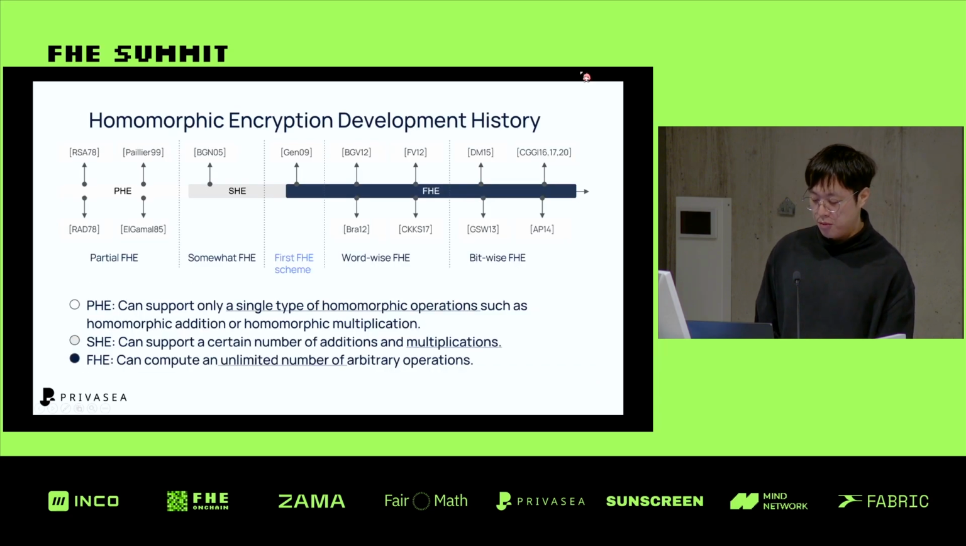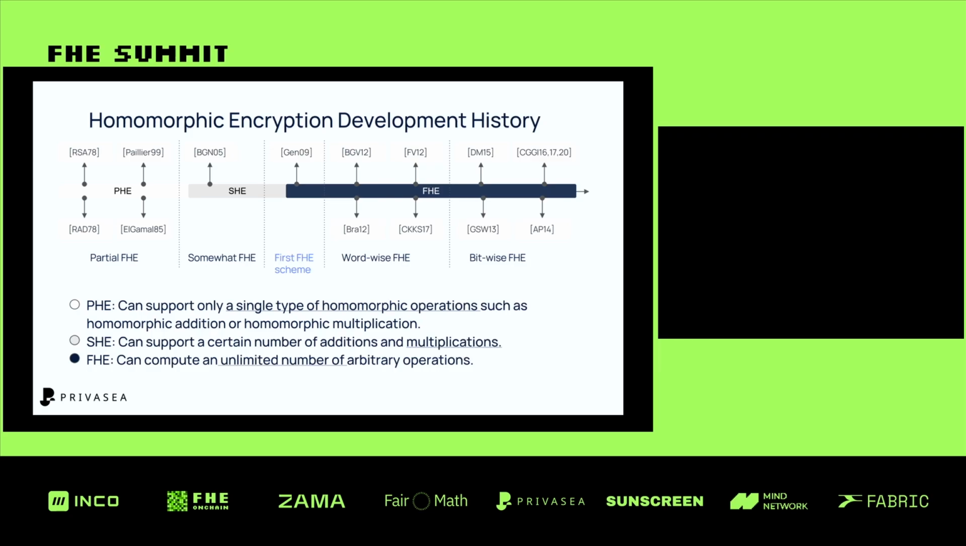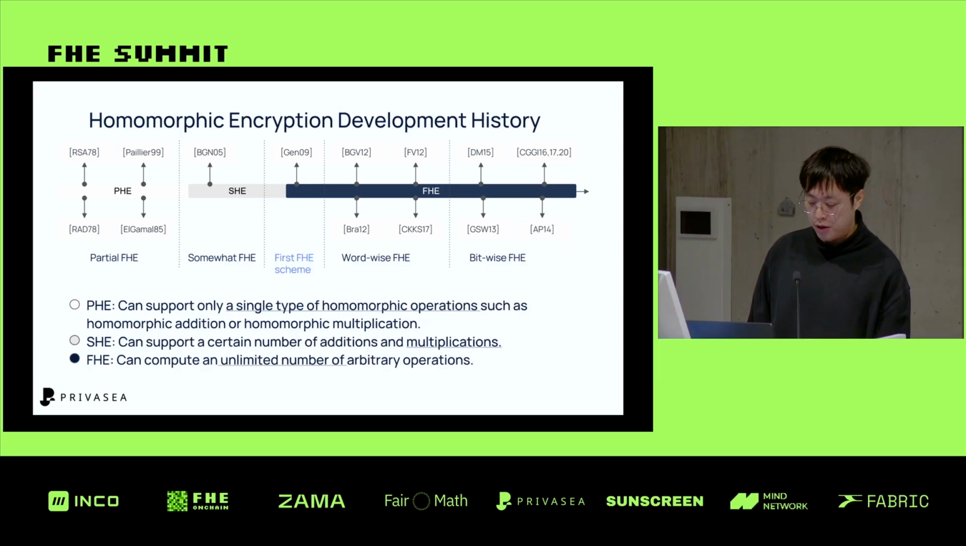The evolution of homomorphic encryption has been remarkable. It started from partially homomorphic encryption, which only supports one kind of operation, for example only addition or only multiplication. Then somewhat homomorphic encryption allowed ciphertext addition and multiplication, but only a constant number of them. And finally, fully homomorphic encryption can perform unlimited numbers of arbitrary operations on encrypted data.